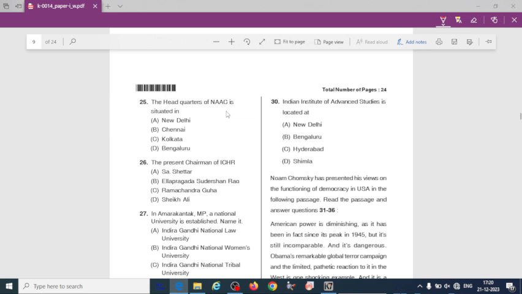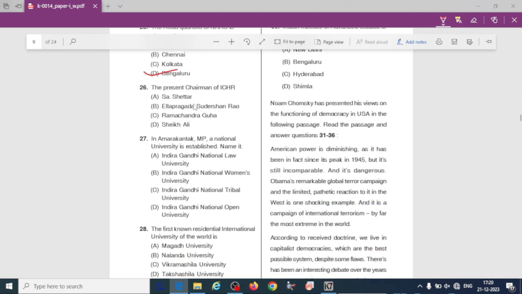The headquarters of NAC is situated in New Delhi, Chennai, Kolkata, Bangalore. It is option D, Bangalore. The present chairman of ICHR, Shetter Ali, Sudarshan Roy, Ramchandra Goa Sekali. 26 B. Actually, at that time, he was there.